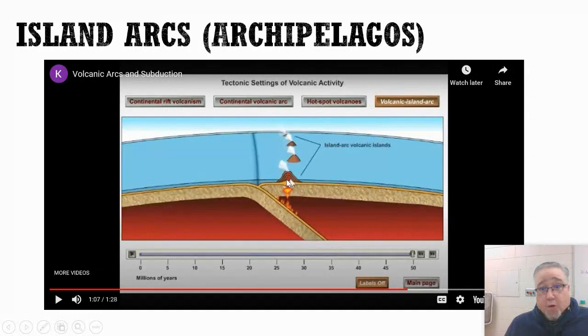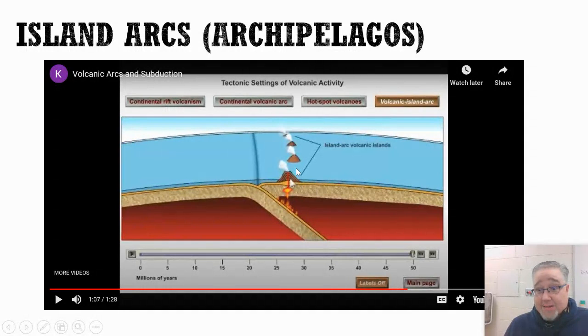These volcanoes are what we call island arc volcanic islands, or we call them archipelagos. Not every single one of these volcanoes has to be active, but I want us to understand what creates them. Like, how is this island arc generated in the first place? Again, it's all because of one plate subducting under the other one, creating all that heat that rises.